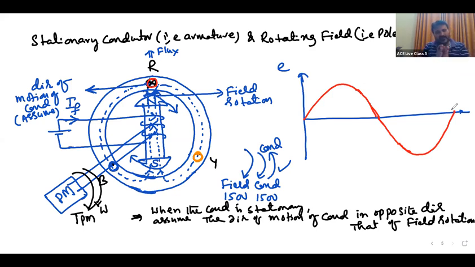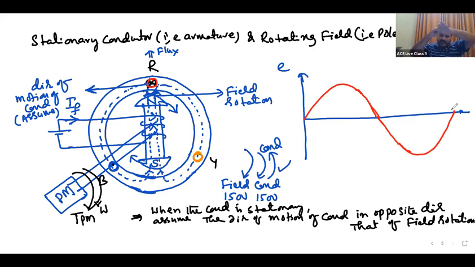Positive half cycle under north pole, negative half cycle under south pole. Okay. And when the north pole is rotated 120 degrees, what will happen? When the north pole is rotated 120 degrees, the north pole will come under the Y phase, then the maximum value of induced EMF will be after 120 degrees. Are you getting my point?